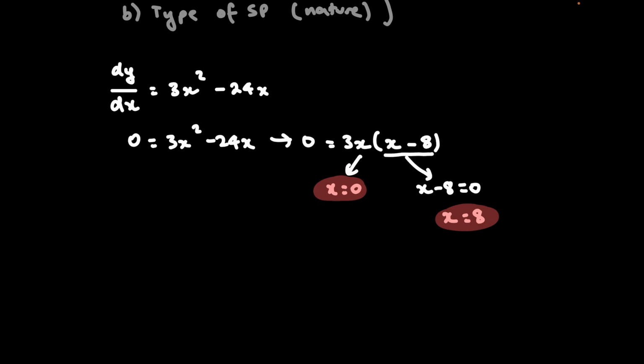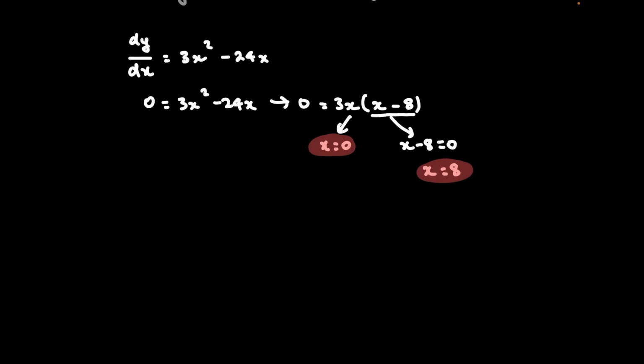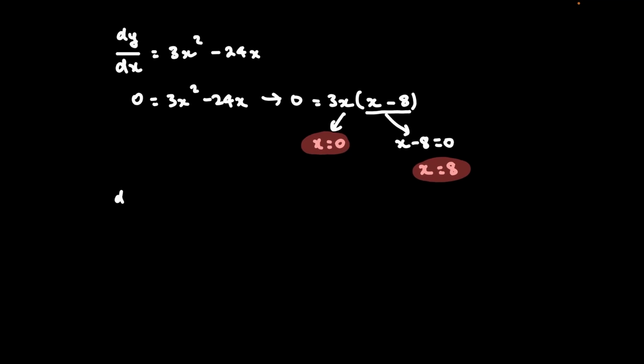In order to work out what type of stationary point it is, we can simply double differentiate. If we differentiate this function again, the notation for this is d squared y over dx squared. I know it's a little bit stupid. I didn't invent the rules, but this is how it is. We just differentiate the derivative function, so that would be 6x take 24.